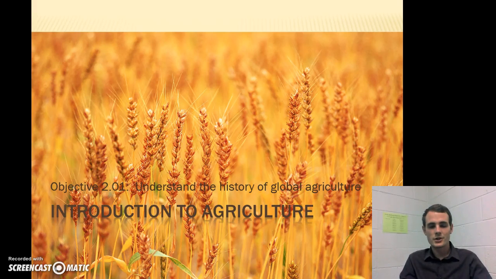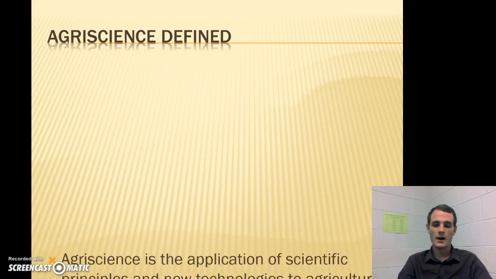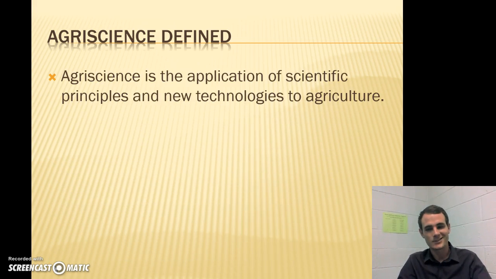All right, this is the introduction to agriculture, and we're going to talk about some of the terms that deal with this class. It's important for you to understand them before we move any further. So the first term that I like to talk about is agriscience. You saw in your syllabus, you saw in your class schedule, the class is called agriscience. So agriscience, what it means is the application of the scientific principles and new technologies to agriculture.